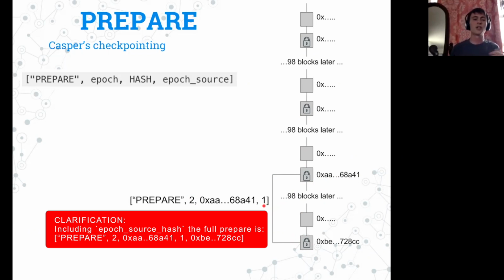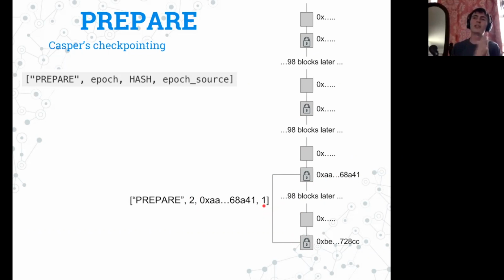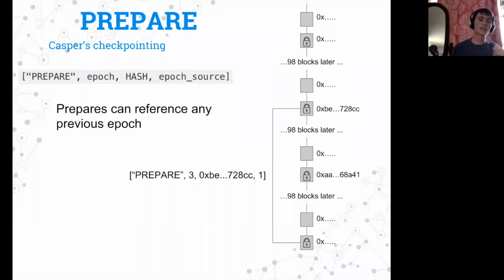So prepares are what build the chain, right? If you think about it, for you to have a chain, you need to have the current block and then the previous block, or in this case, the current epoch and the previous epoch. So this is what prepares do. We're going to go into more detail, and then there's only one other kind of message.